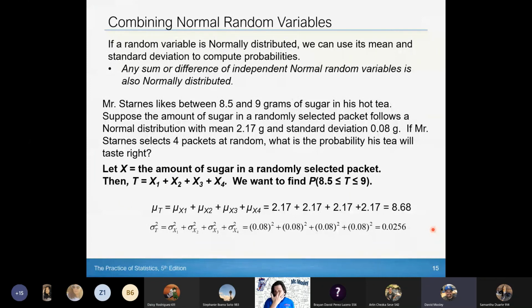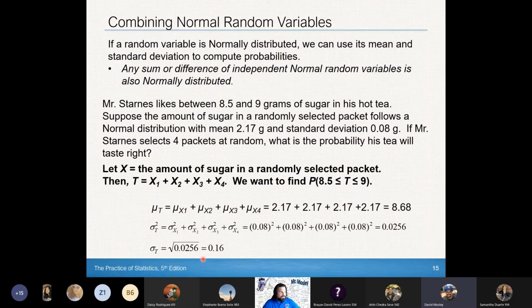We then use the fact that we can add variances. Again, we're not adding the standard deviations. We're given the standard deviation, and remember, the standard deviation is the square root of the variance. So if I want the variance from a standard deviation, I square the standard deviation. So to get our variance, we add 0.08 squared 4 times, and we get 0.0256. And then we convert that back to the standard deviation, and we get the square root of 0.0256 equals 0.16.